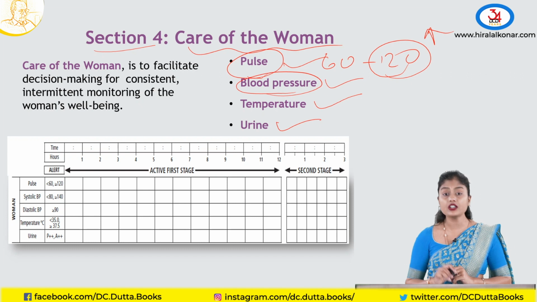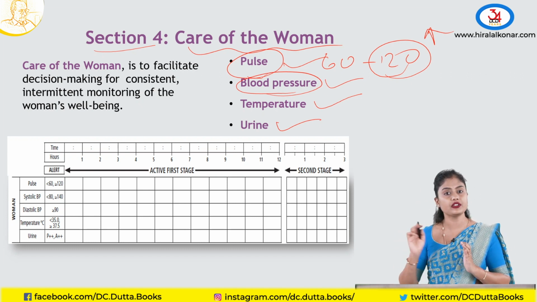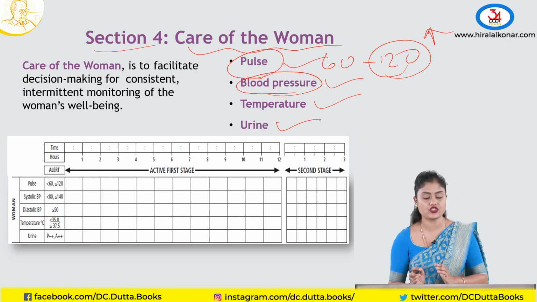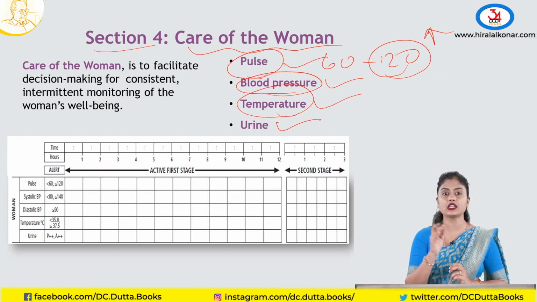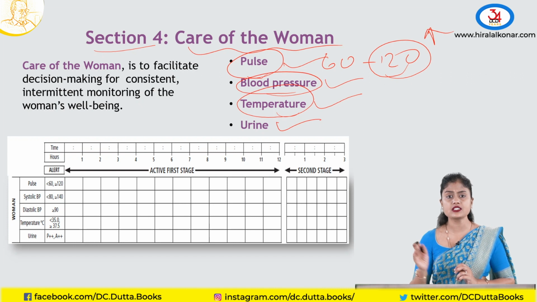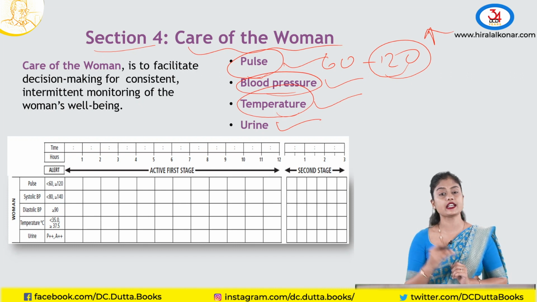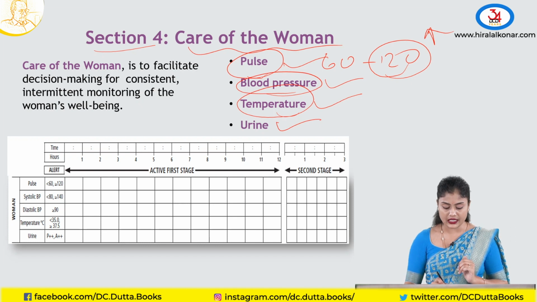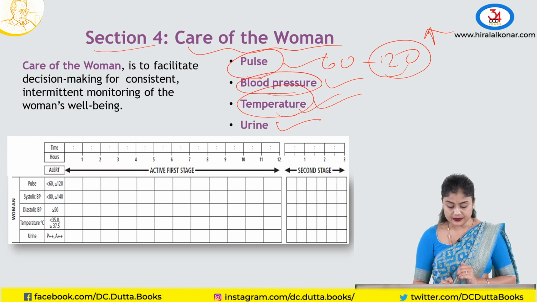Coming to blood pressure, the systolic blood pressure should not be less than 80 or more than 140, and diastolic should not be more than 90 mm of Hg. Coming to temperature, it should range between 35 to 37.5 degrees Celsius. So, why do we monitor temperature? If she has a history of leaking PV for more than 24 hours, she has more chance of developing chorioamnionitis. So, you should check her temperature. She should be afebrile and not develop infections.